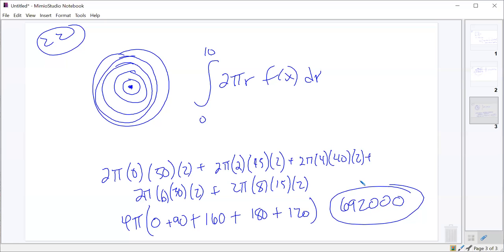Everybody good there with 22? Any questions on 22? Hold on, could you go over why you took the integral again? I'm a bit confused on that part.